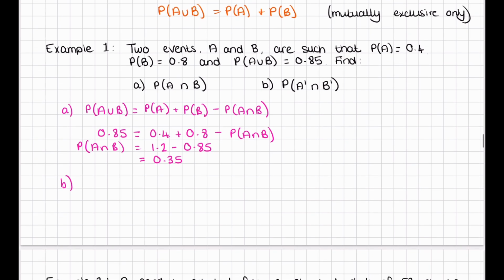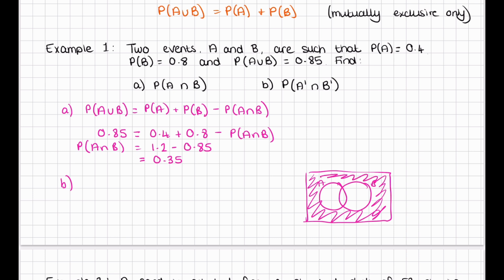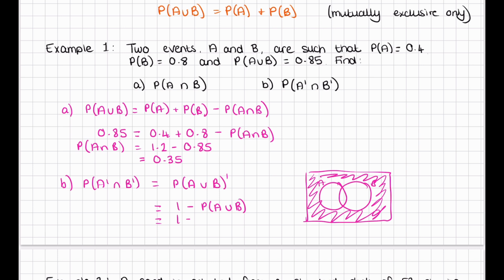So if we think about a Venn diagram with this situation, the probability of not A and not B would be just the outside. Because it's an intersection, it's got to satisfy both not A and not B, so it's just the outside. So the probability of not A and not B is the complement of the union of the two. So it is everything that's not in the union, which means we can do the rule of 1 minus the probability of A or B, which will be 1 minus 0.85, which gives us an answer of 0.15.